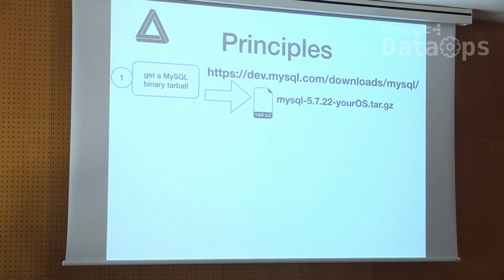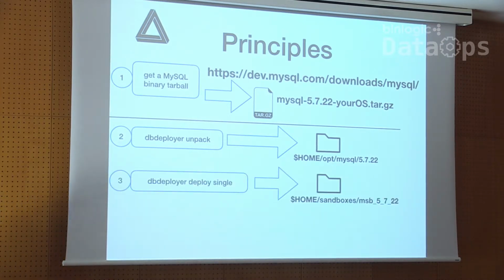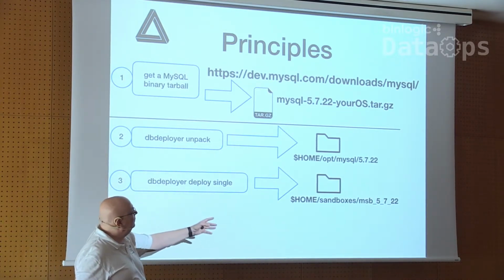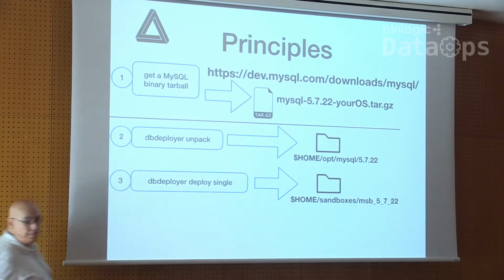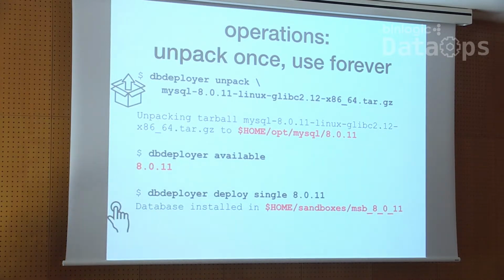You get the tarball, then you say dbdeployer unpack and the name of the tarball, and then you say dbdeployer deploy single and the version number. Or dbdeployer deploy multiple or replication, and this will work without any additional detail unless you want to give that detail. So this is an example of a real command that was executed.